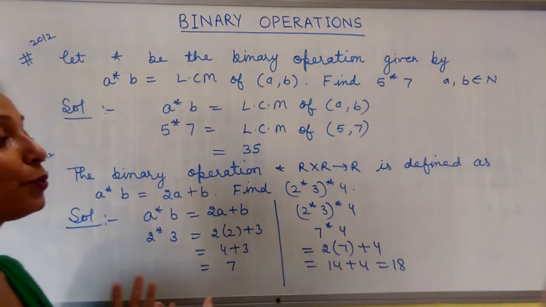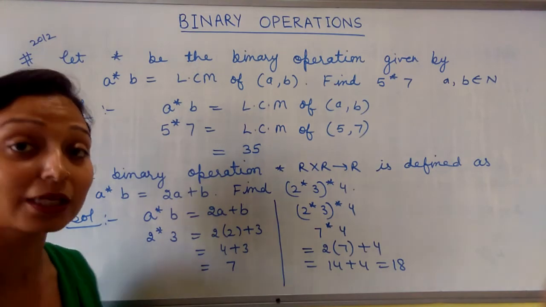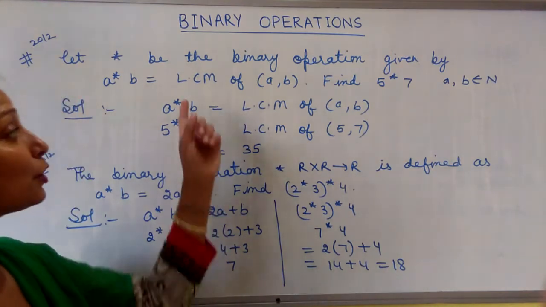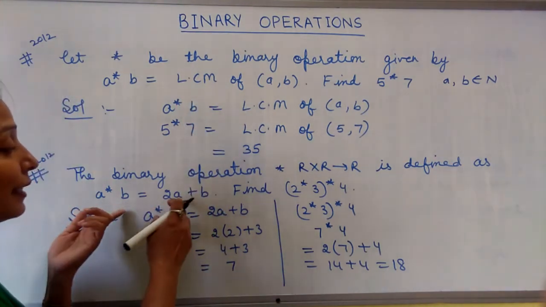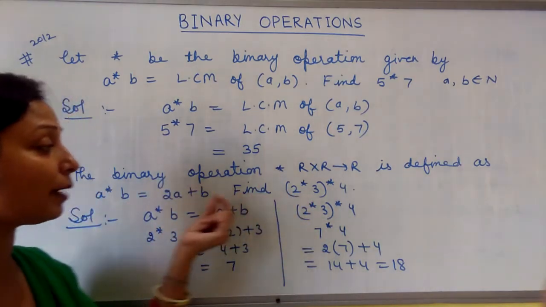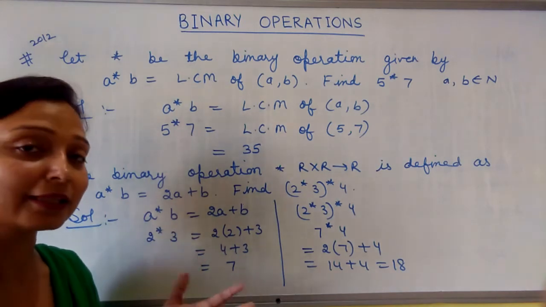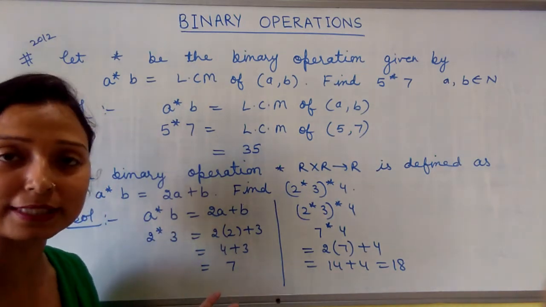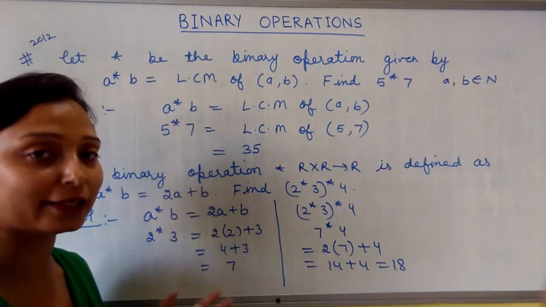So this is the way to solve questions of binary operation. These questions are very easy. The definition of the binary operation is given to you and the numbers are given to you. You have to apply the numbers in place of a and b. That's all. There is no difficulty at all in finding the binary operation.